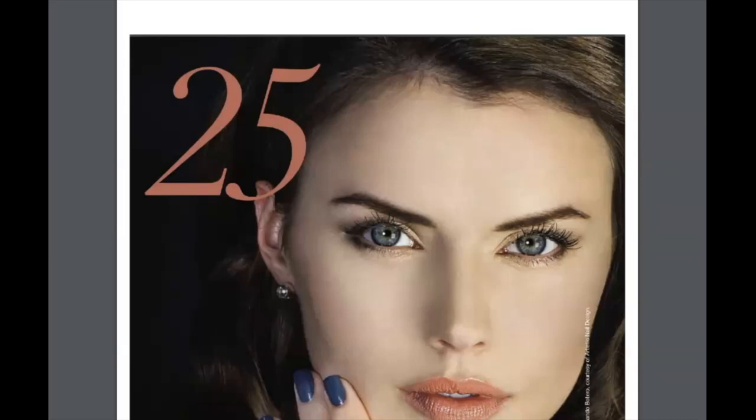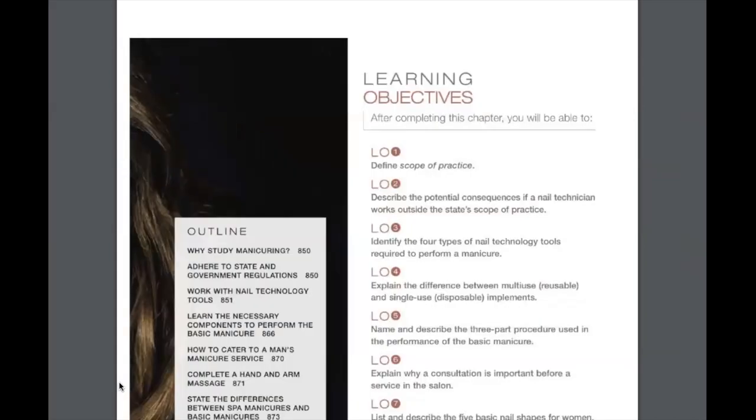Our learning objectives for today: you will be able to describe the scope of practice and the potential consequences if a nail technician works outside of the state scope of practice. You'll also be able to identify the four types of nail technology tools, the difference between multi-use and single-use implements, and finally name and describe a three-part procedure using basic manicure and explain why the consultation is important before a service in the salon. I've stressed many times in other chapters how important a consultation is when you're doing any service.